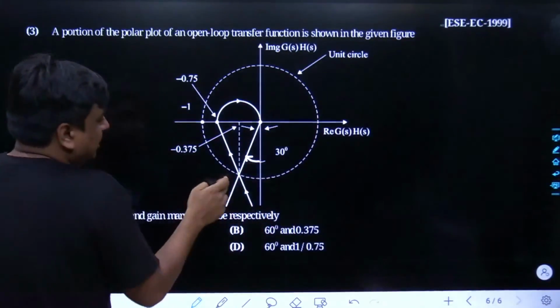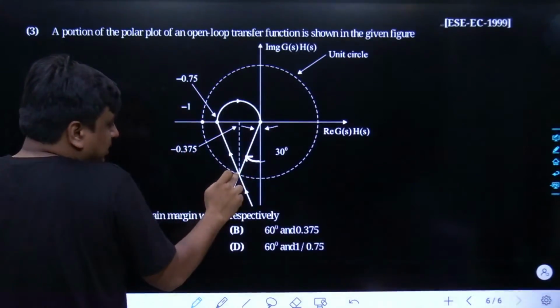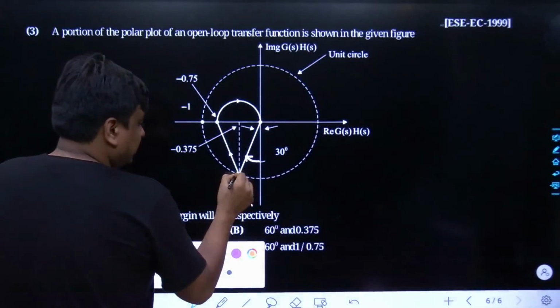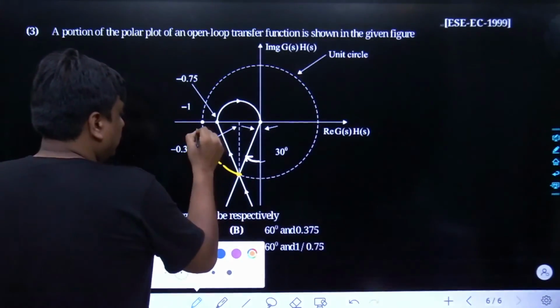So what has been happening, this has been the polar plot. This point would start dislocating from its place. Obviously, it would start dislocating from its place. It would go like this.